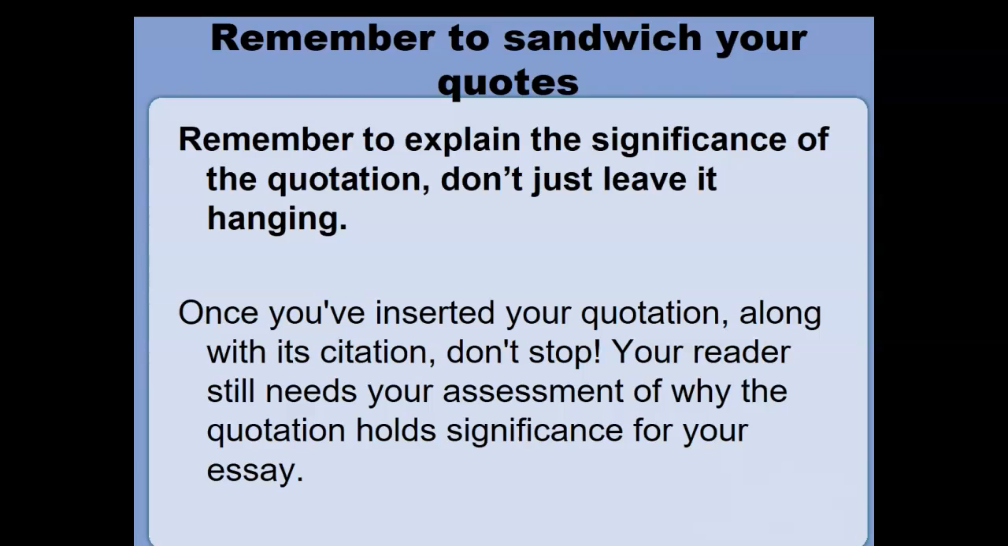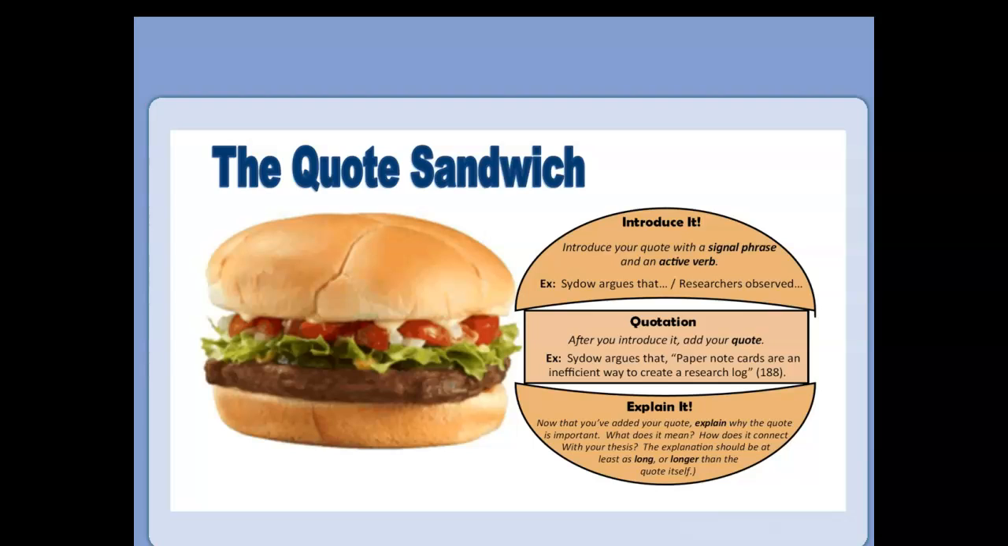I have this kind of funny thing that I took off the internet, so it's nothing huge, but I thought this was the best kind of picture of it. It's called a quote sandwich. In your top bun, you'll introduce. In your meat or meat substitute, you will have your quotation and your citation. And then your bottom bun is the explanation. Why is it important? What does this mean? What does this mean for your paper? How does it connect with your ideas?